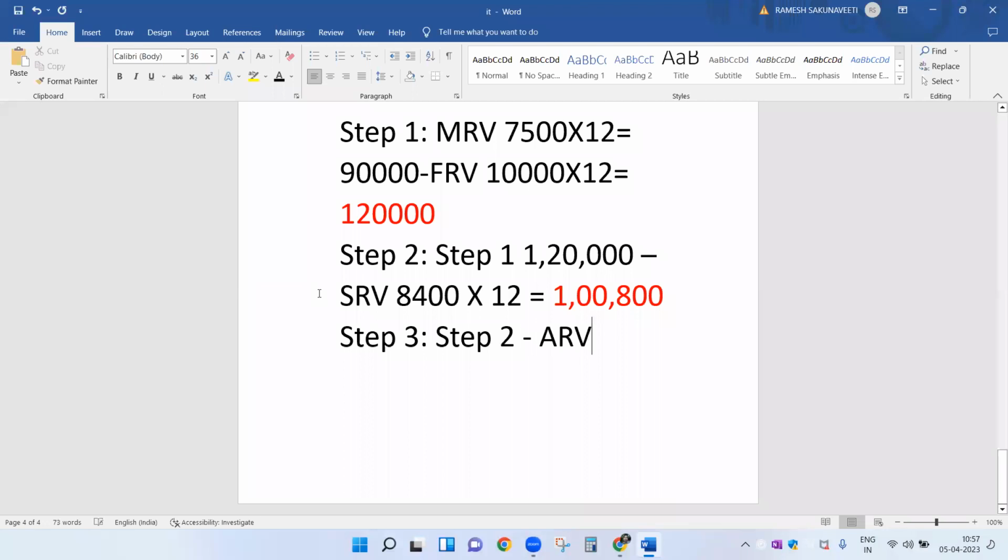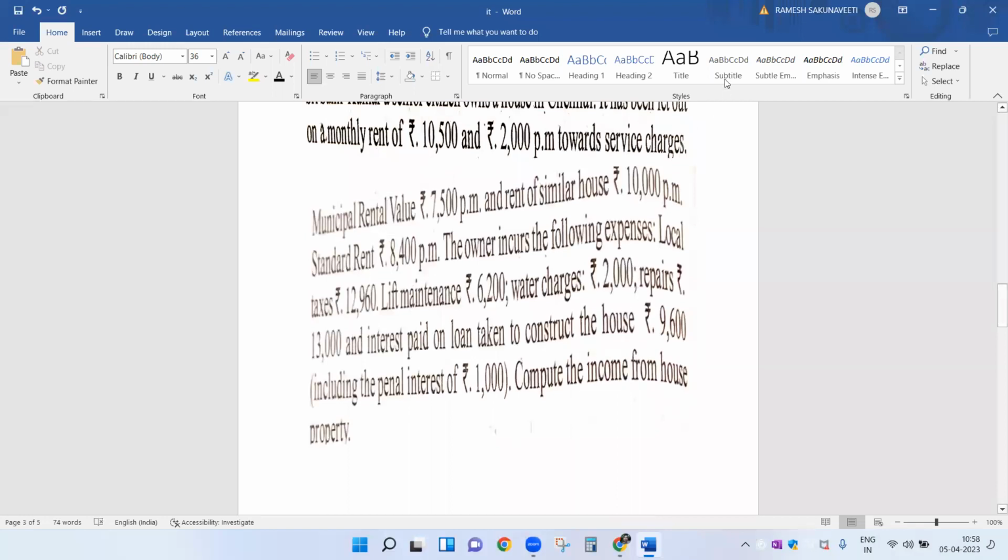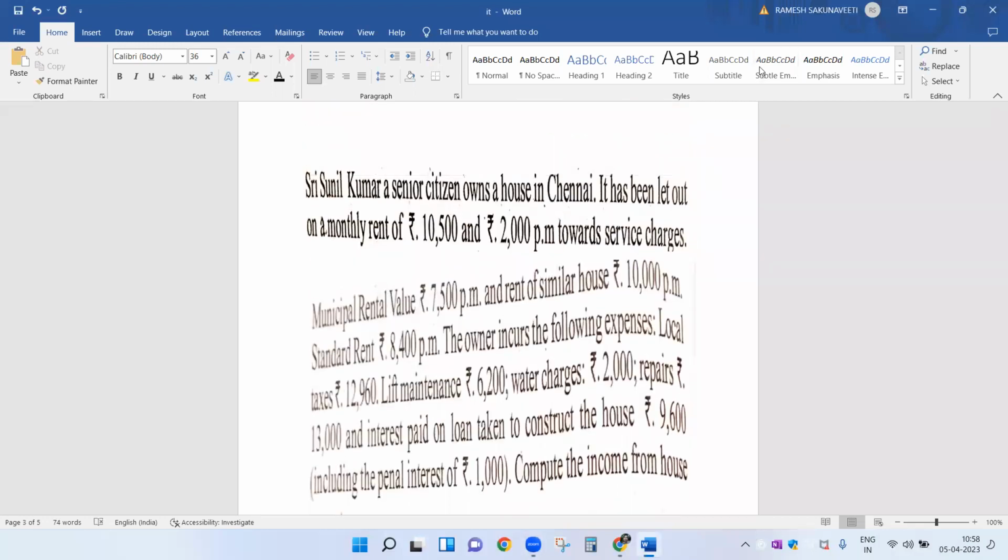Step 2 value you are going to compare with actual rental value. 1,08,000 you are going to compare with actual rental value. Now you see what is the actual rental value? See these 2 points kindly note. On a monthly rent of 10,500 and 2,000 per month towards service charges. These two amounts he is collecting. The owner is collecting two charges. I am repeating, it has been let out with 2,000 per month towards service charges. Okay. See, please remember, note this point.